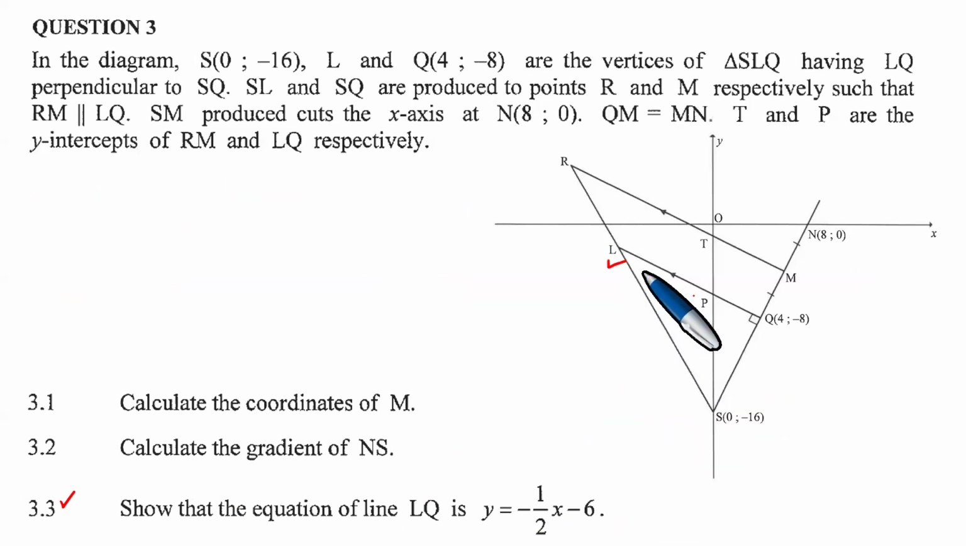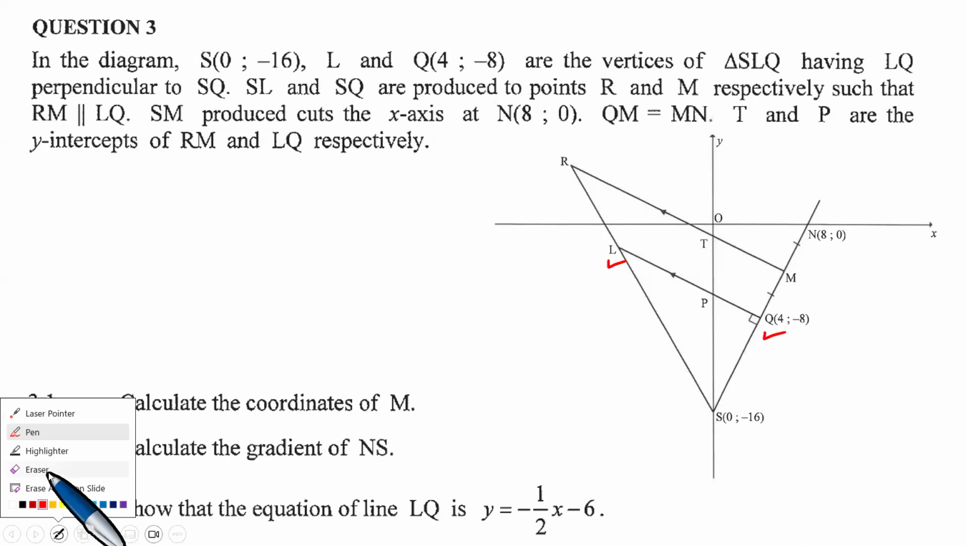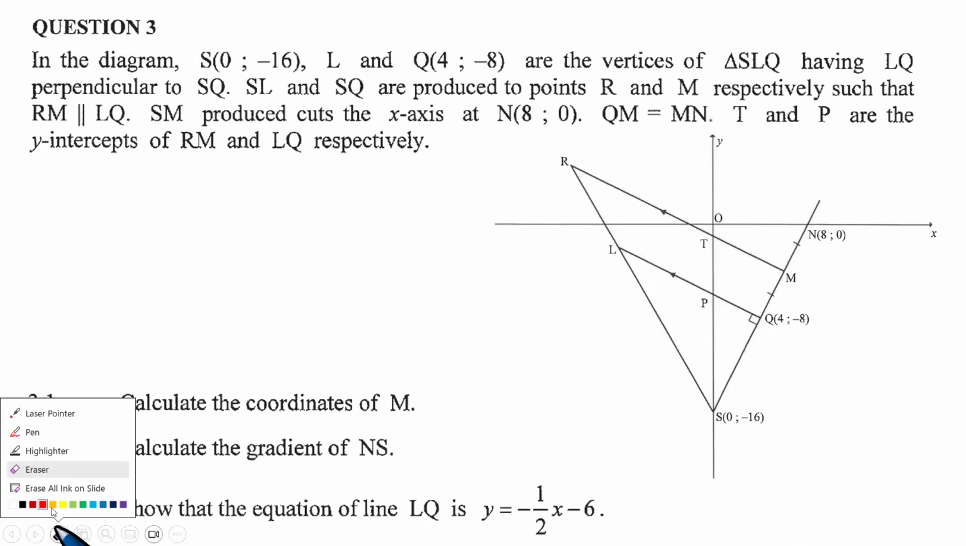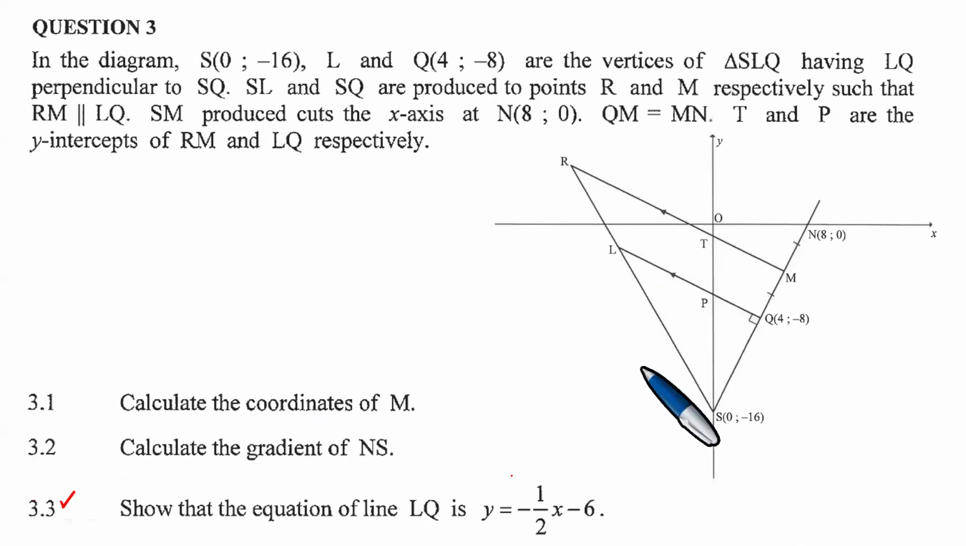Right, so you have LQ. What is the equation of line LQ? To find the equation of the line LQ, you need to find the gradient of the line LQ. How do you find the gradient of LQ? To find the gradient of LQ, there are a couple of things that remain very key. You must first note that the line LQ has only one point, Q, whose coordinates we know.